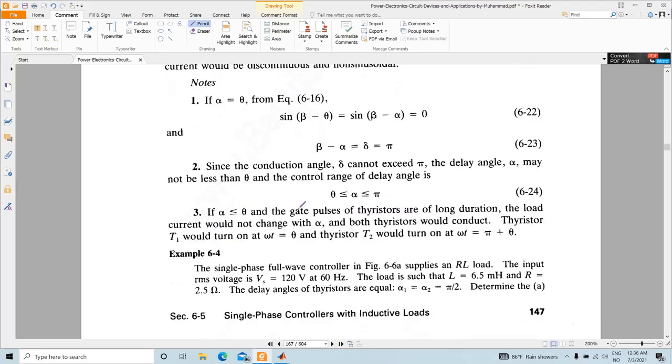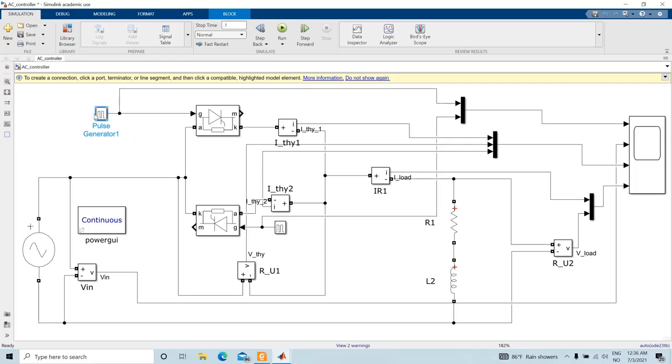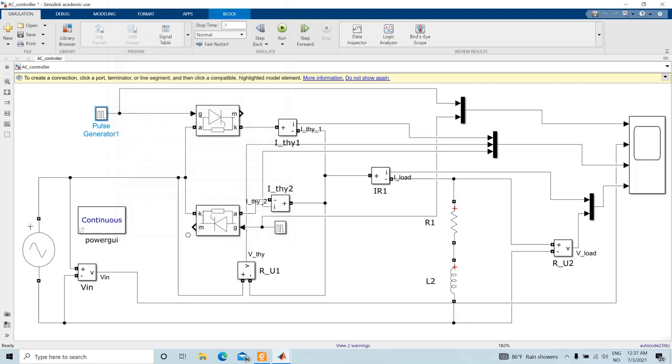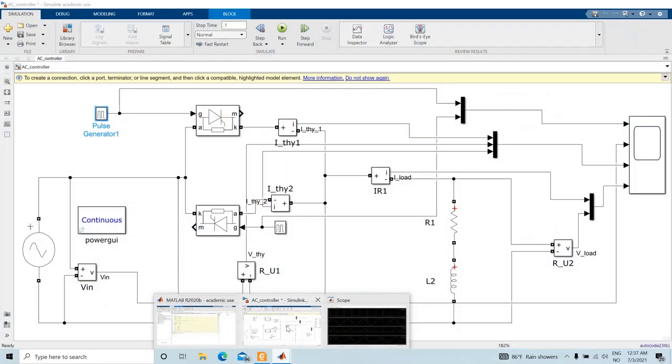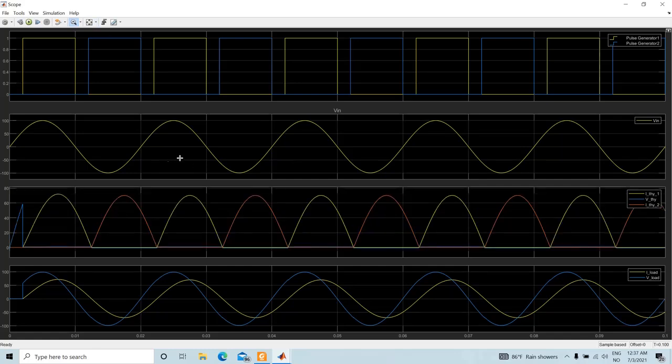In the book, as you have learned, if alpha is less than theta and the gate pulse of the thyristors is of long duration, as the gate pulses are set here for a long duration, which is 40% of the whole period, that means the load current would not change with alpha. So for this particular condition, if we change alpha, we will not have any change in the load current.